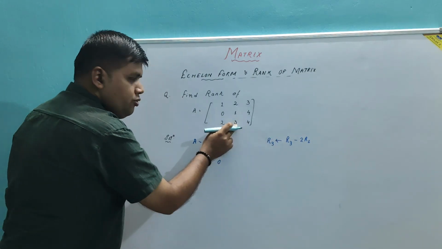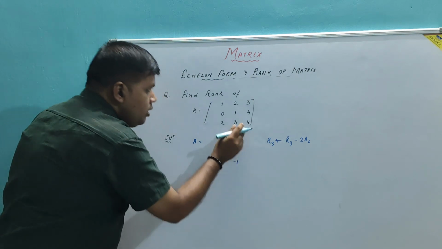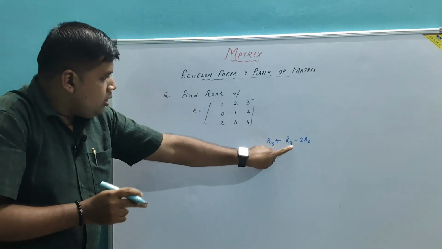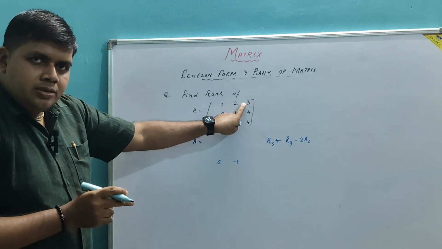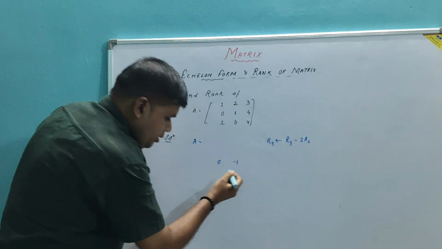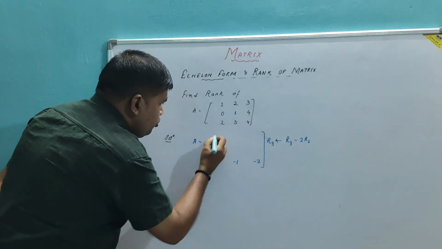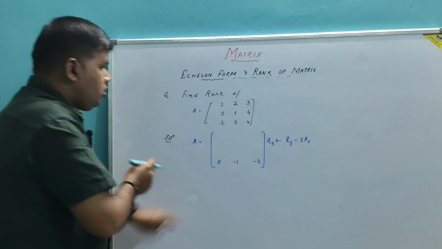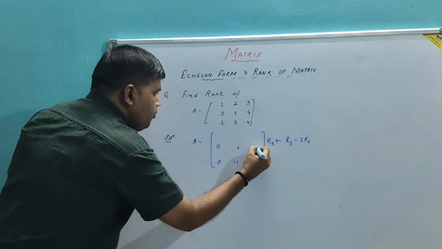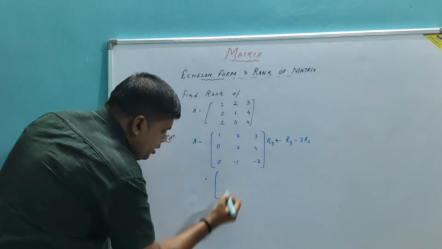In R3, 3 minus 2 times 2, that means it is minus 1. 4 minus 2 of 3, that is 6, so 4 minus 6 is minus 2. So that is the new R3. We are doing the operation on R3 only, so the rest will be the same: 0, 1, 4 and 1, 2, 3. What about the next step?